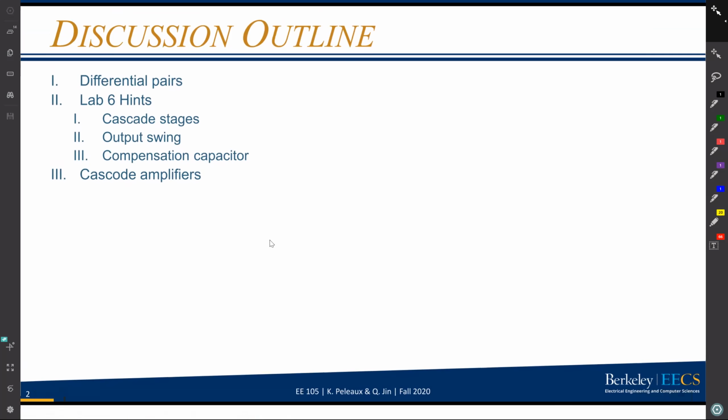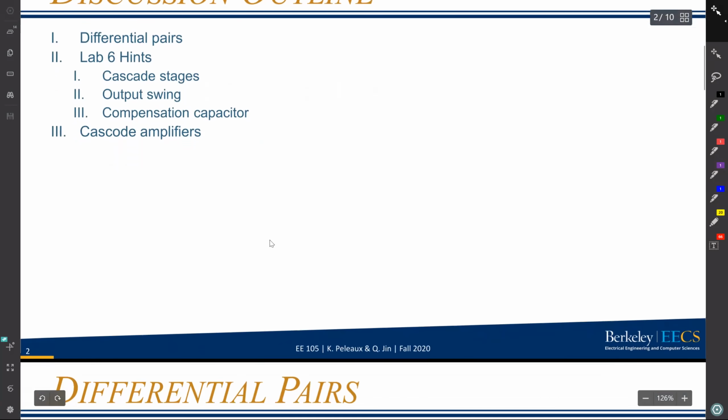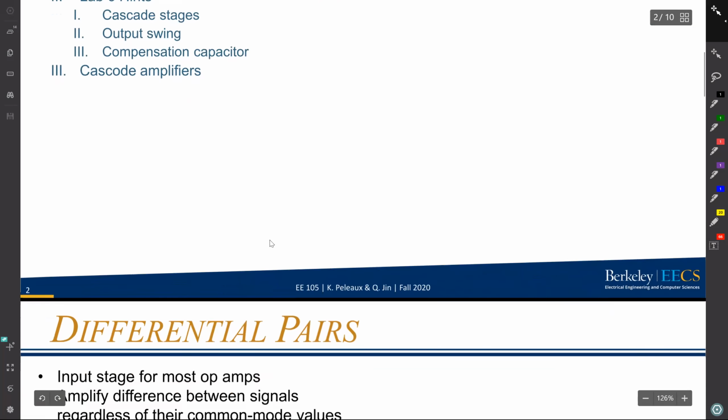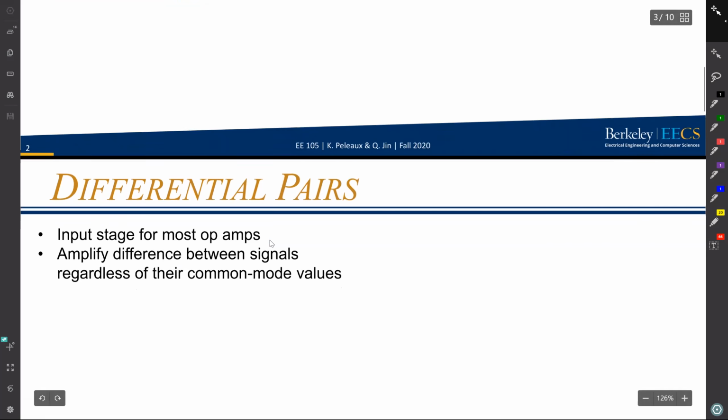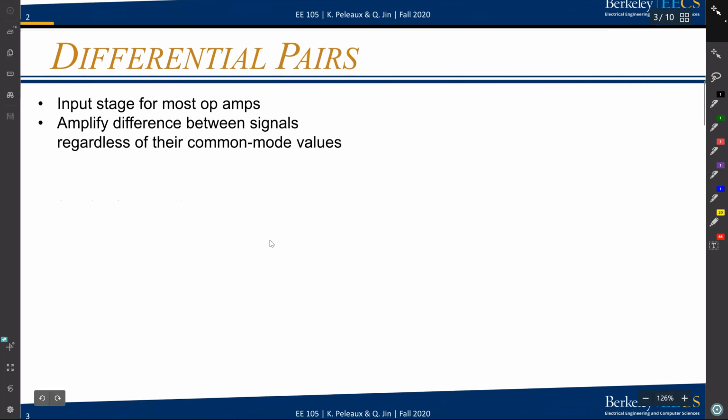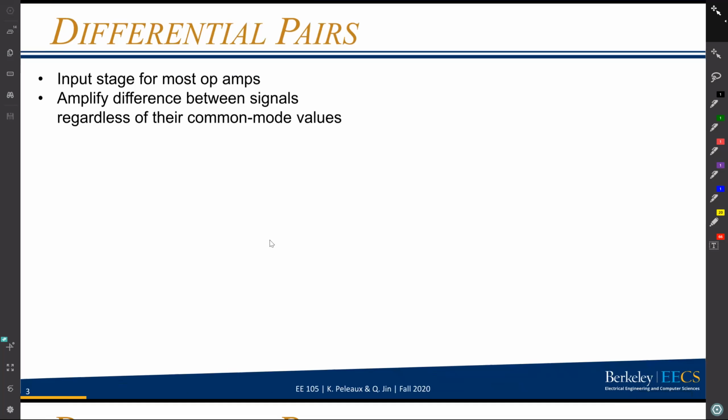Then I'll talk a little bit about Lab 6 and some of the things you need to get started. And then if we have time, I'll talk about cascode amplifiers, which is another analog circuits topic that we like to cover, but is not super important because if you do continue to study analog circuits, you'll see a lot more of cascode and differential pairs in classes like EE 140.